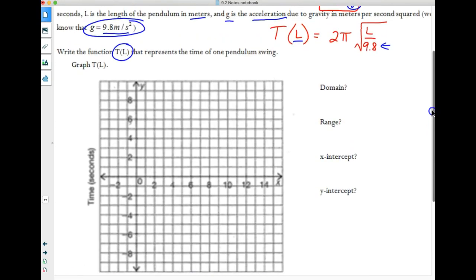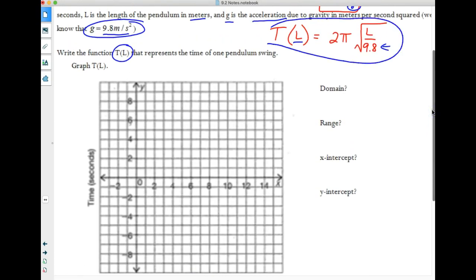Not too bad. If I really look at it, it's nothing more than an ugly square root, and the only thing I cannot have happen underneath that is a negative, so my domain has to be all x's greater than or equal to 0. And I can't use x's because this is the length, so it's all L's greater than or equal to 0. In my range, because it's an invisible plus sign, time is always going to be greater than 0. That makes sense because time can never be negative.